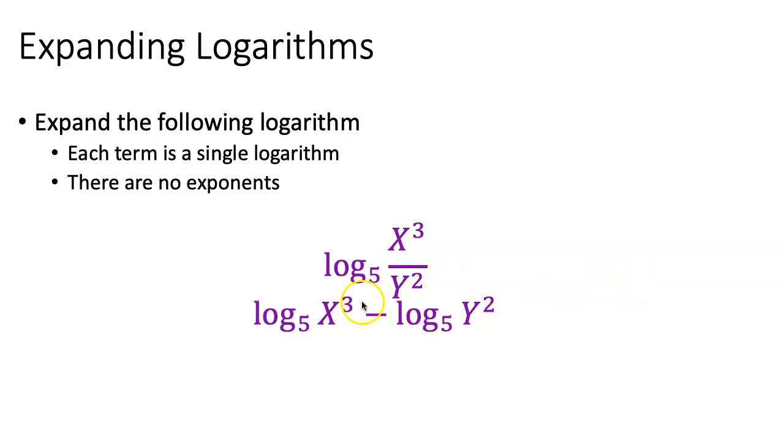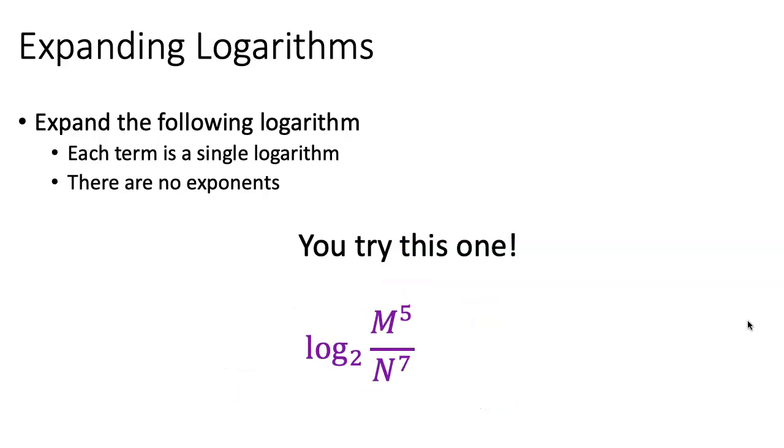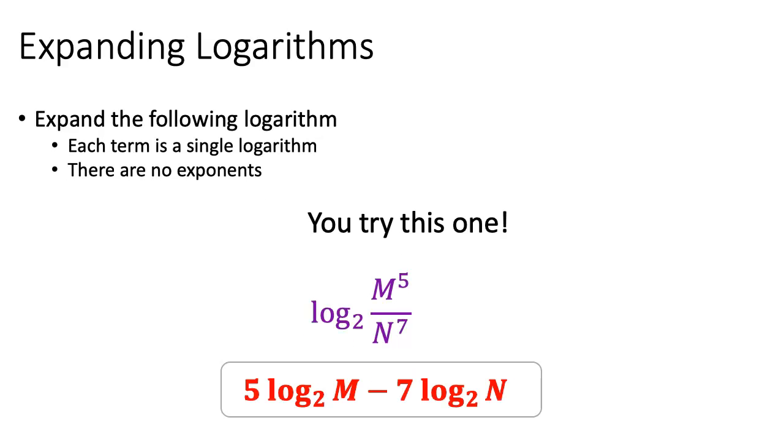Now we can move these powers or exponents into the front. This 3 will come to the front to be a coefficient. This 2 will come to the front. And now we have these single logarithms and no exponents. Go ahead and pause the video while you try this one. And hopefully that's what you got. 5 log base 2 of m minus 7 log base 2 of n.